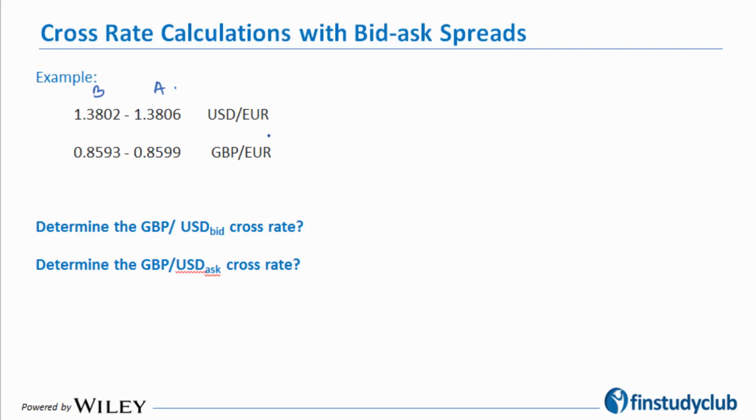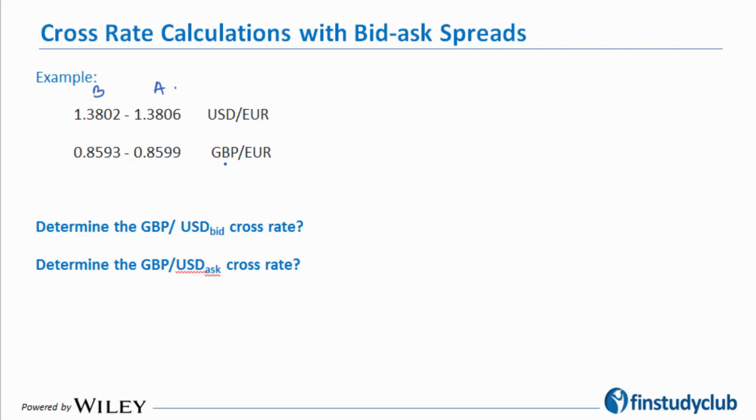In other words, if I need to sell euro in the market, I would be able to sell it for $1.3802. If I need to buy euro in the market, I'll have to shell out $1.3806. Okay, so do remember the mantra. Market is going to give you low and is going to charge you high. So when you buy euro, you need to shell out 1.3806. When you sell euro, you get 1.3802.